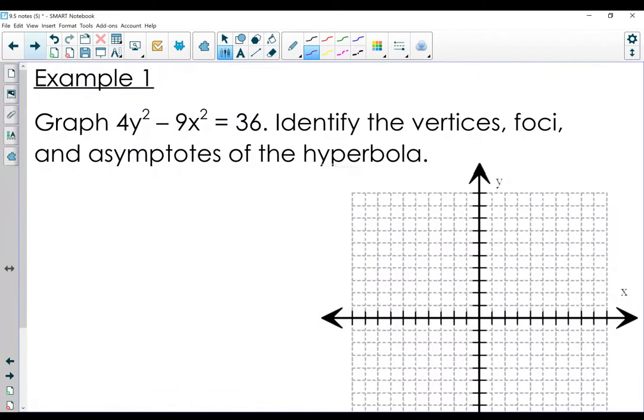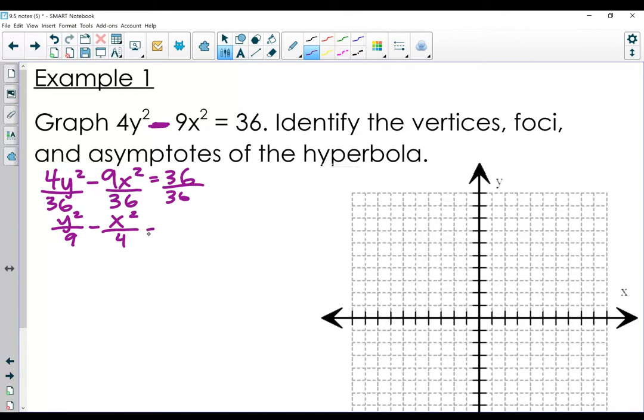For example 1, we're given an equation for a hyperbola. And I know it's a hyperbola because my y is squared, my x is squared, and there's a minus sign. That's what I've got to look for. I'm going to identify vertices, foci, asymptotes, and I'm going to graph it. So let's start by putting it in standard form. I know standard form would be equal to 1, so I need to divide everything by 36. So we'll have y squared over 9 minus x squared over 4 equals 1.